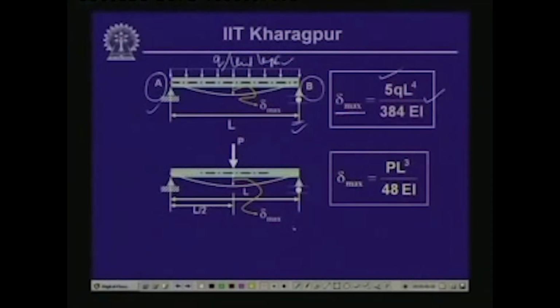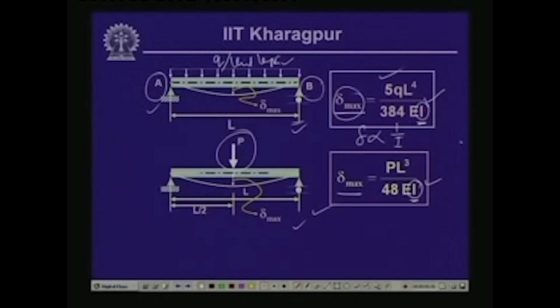Also, if the same simply supported beam is subjected to a concentrated load at the center, then the value of the maximum deflection is PL^3 by 48EI. This also we have seen in the previous module. Now, if you look into these two expressions, the moment of inertia I comes in the denominator of the expression, and the delta value is inversely proportional to the moment of inertia I.